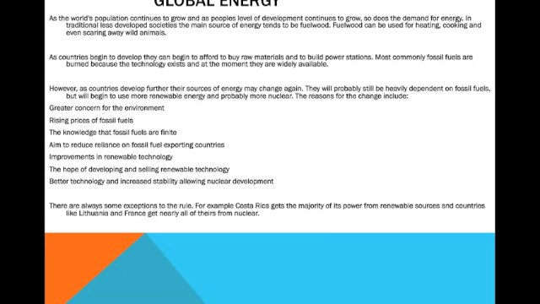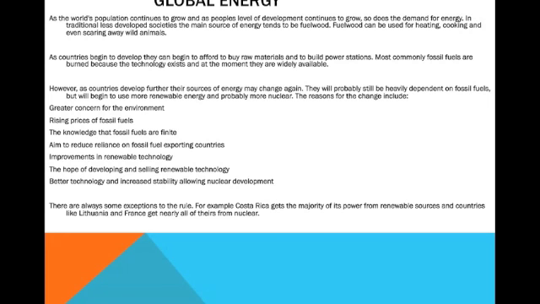As countries begin to develop, they can begin to afford more raw materials and to build power stations. Most commonly, fossil fuels are burned because the technology exists and at the moment they are widely available. However, as countries develop further, their sources of energy may change again. They will probably still be heavily dependent on fossil fuels, but will begin to use more renewable energy and probably more nuclear energy.